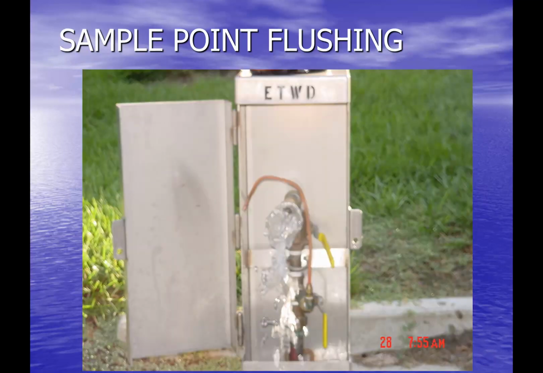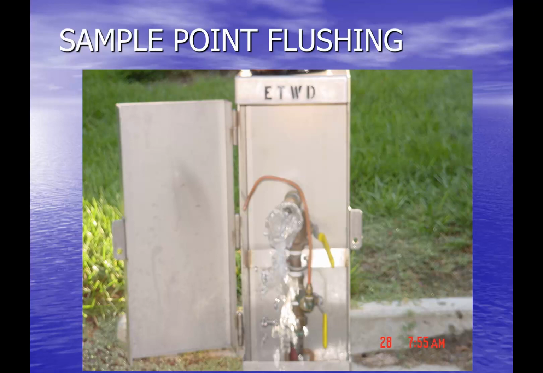So once you're getting ready to go, you need to flush the sample point. And the goal here is to make sure that the water that we are sampling is coming from our distribution system main line and not from the service line between the main and the sample point. So we need to flush the sample point for long enough to ensure that we're getting water out of the main. And the amount of time it takes to do that can vary depending on the size of your sample line, depending on where the distribution main is.